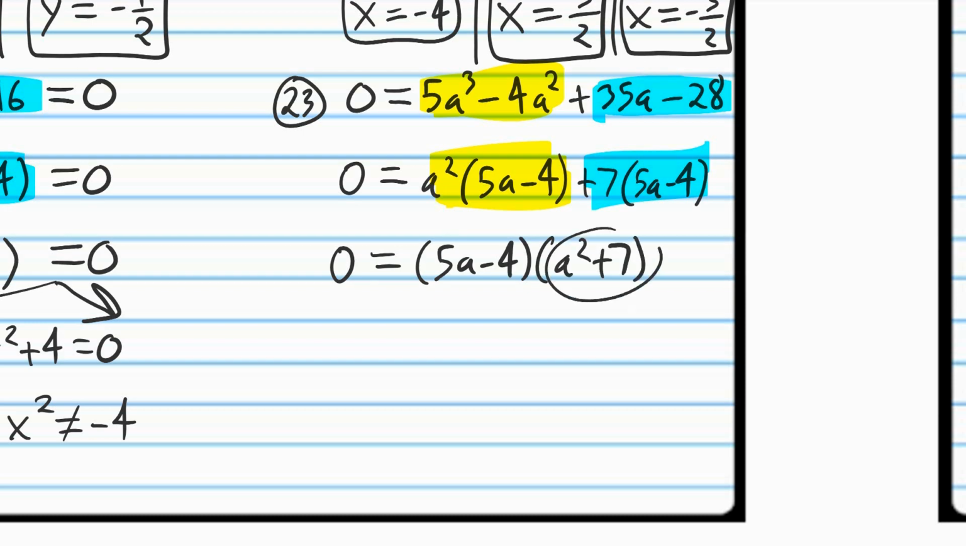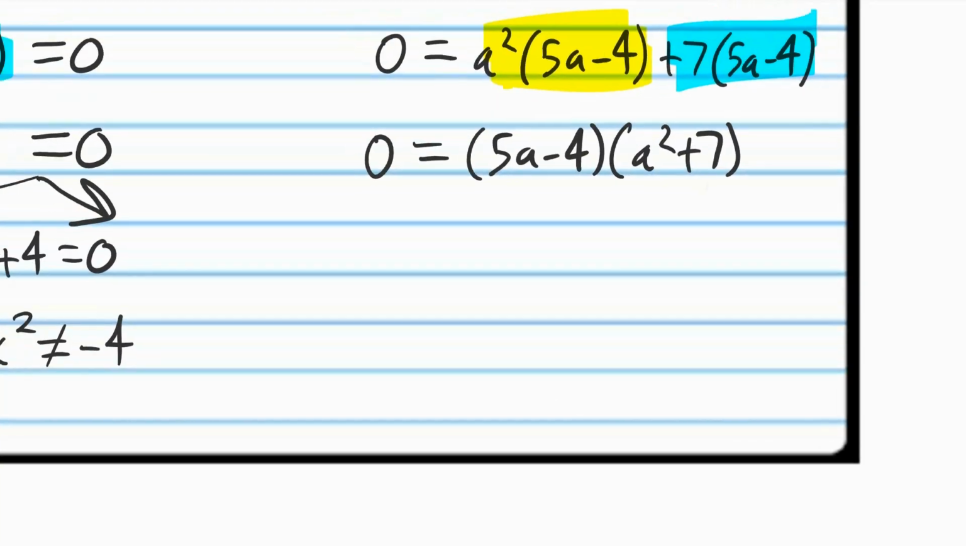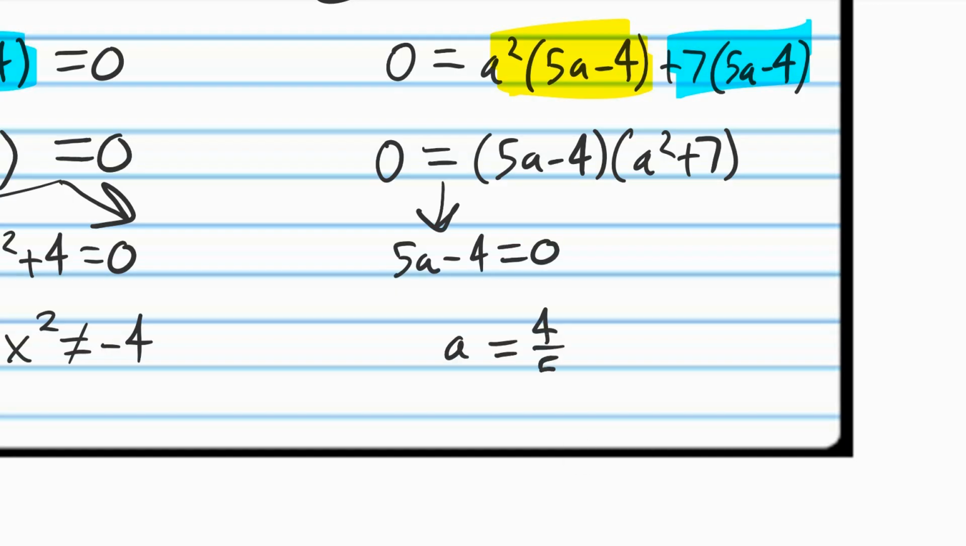Now you see this? This is not the difference of two squares. It's the sum of two squares. So we really don't need to do anything with this factor. It's not going to lead to a solution. We can just say that 5a minus 4 is equal to 0. And that will lead to a is equal to 4/5.